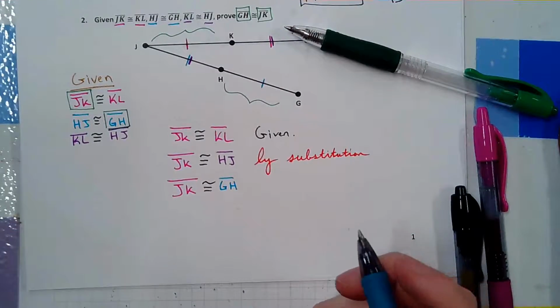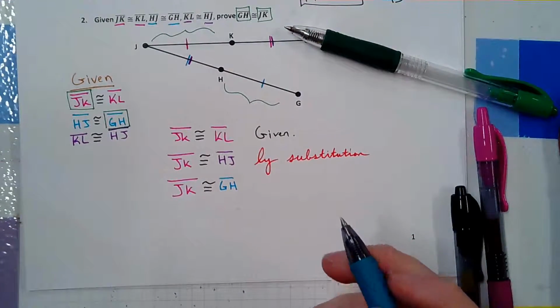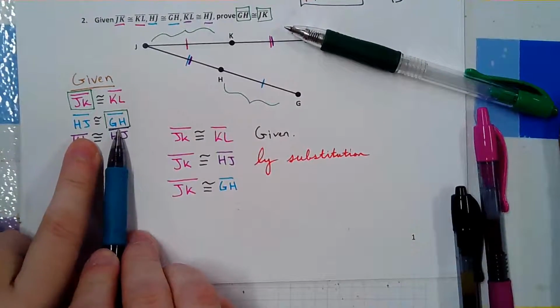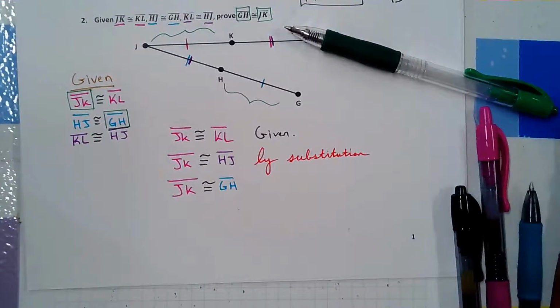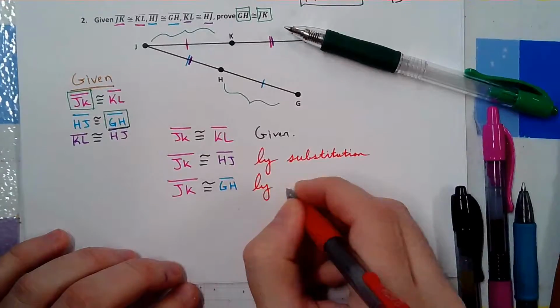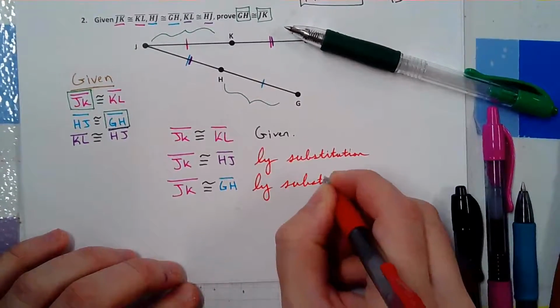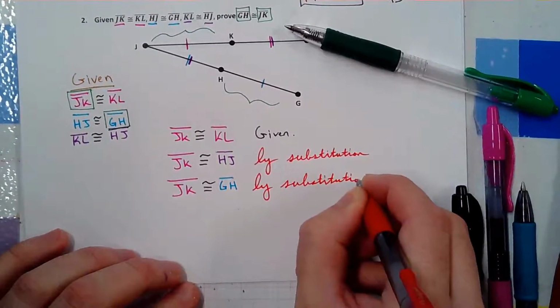Am I allowed to do that? Two reasons that allow me to do it. One, HJ and GH have to be congruent. Are they the same? They are. We already have that, so we're good. We have shown that they are. It's given to us. And then the rule that allows us to do it is, once again, substitution.